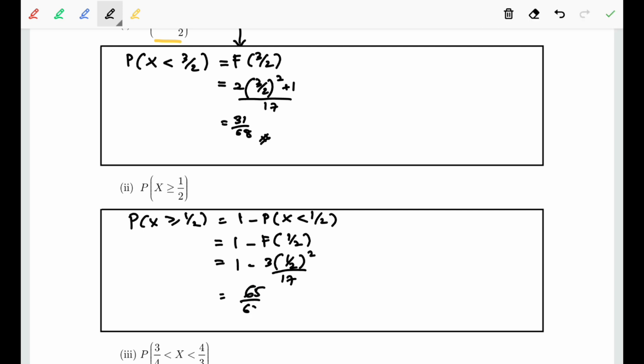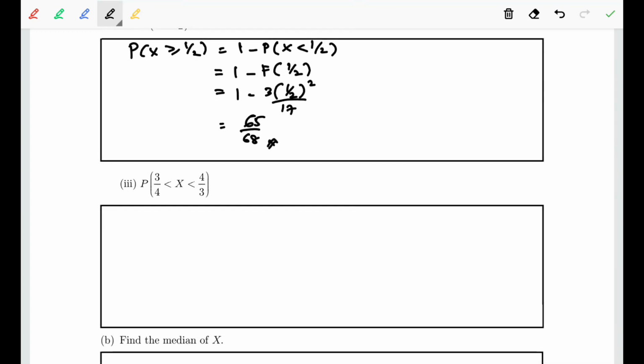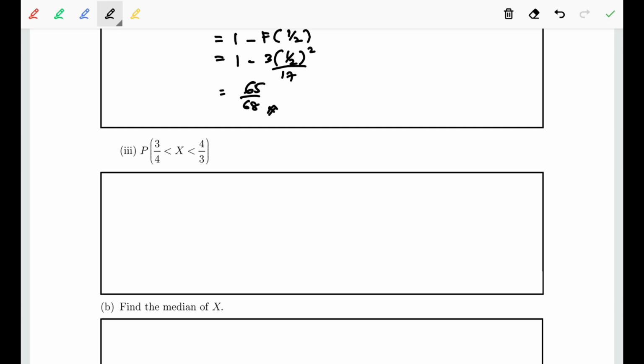65 over 68. Right, so continue. Next is x greater than 3 over 4, less than 4 over 3. So this one you just need to write it in the form of CDF, which is equal to f of 4 over 3 minus f of 3 over 4. So you just need to substitute 4 over 3 and 3 over 4 into the correct function.